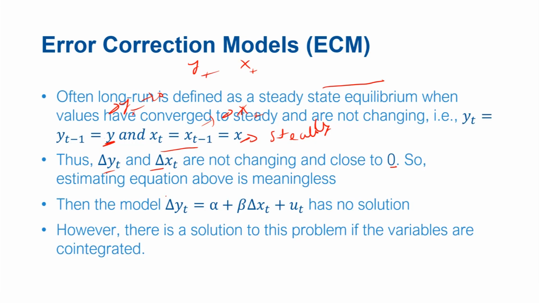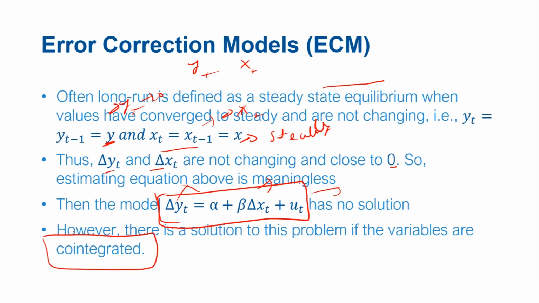So if you want to estimate this kind of relationship, that becomes meaningless, because it has no solution: delta yt and delta xt not only are not changing, they are close to 0. So there is no solution to such a problem. However, there is one solution to this problem where you can get not only the short-term but also the long-term solution, only and only if the variables are cointegrated. Let us see how.